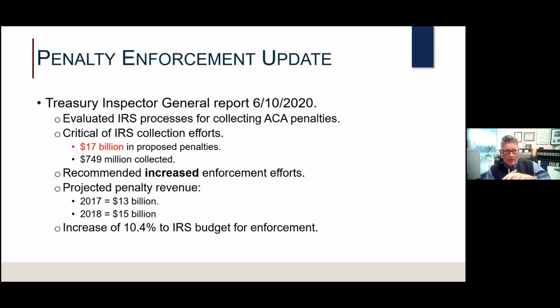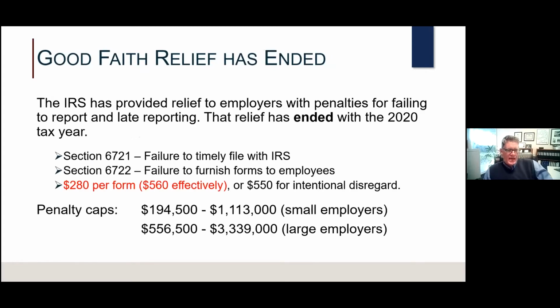As a result of that, the IG recommended increased enforcement efforts. There's a projected penalty revenue now for 2017 of $13 billion and 2018 of $15 billion. In addition to that, the Biden administration has increased the IRS's budget for enforcement by over 10%. The other major thing that's happened is, up until now, as long as you were able to demonstrate to the IRS that you made a good faith, reasonable effort to comply with your ACA mandate, you were pretty much relieved from penalties that were proposed upon you. That is now over. The IRS has announced that good faith relief from penalties has ended with the 2020 tax year. That means as of the 2021 tax year, penalty collection is going to get much, much more serious.